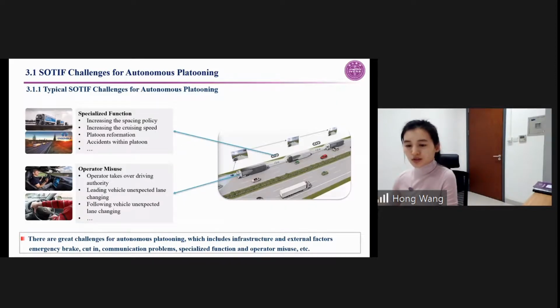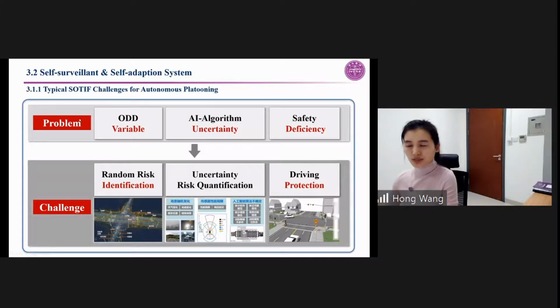So there are great challenges for autonomous platooning, which include infrastructure and external factors, emergency brake, cut in or cut out, communication problems, specialized functions, and operator misuse. These are the main or typical SOTIF challenges for autonomous platooning. So how do we solve them? We summarize the SOTIF challenges into three aspects.